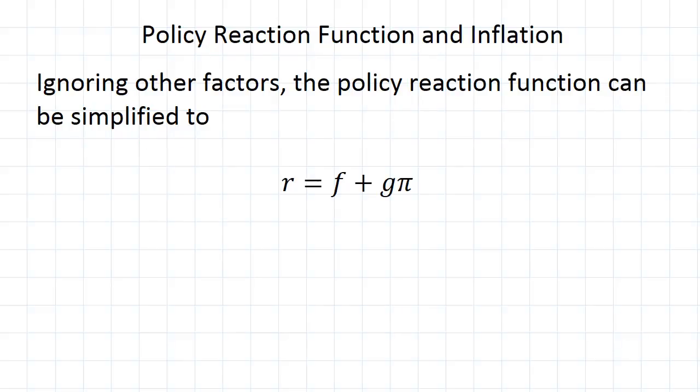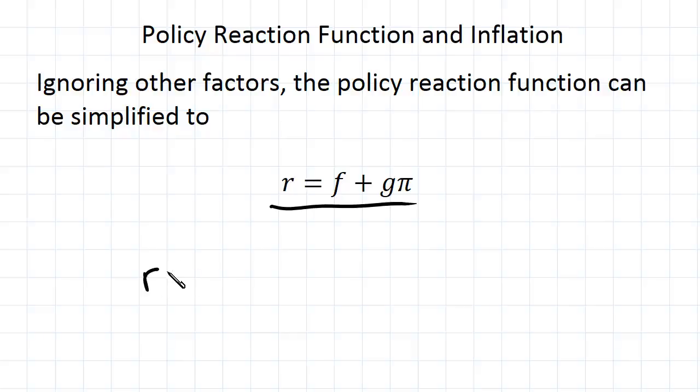But we don't want to make matters too complex, so we're going to use a very simple policy reaction function. You may remember that we had a look at the Taylor rule, which gave us a policy reaction function with inflation and the output gap. But we just want to use this very simple one here where we ignore the output gap and any other factors and just use the inflation rate. Now this is a fairly reasonable thing for us to do.